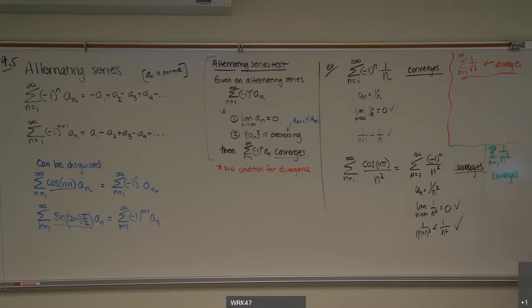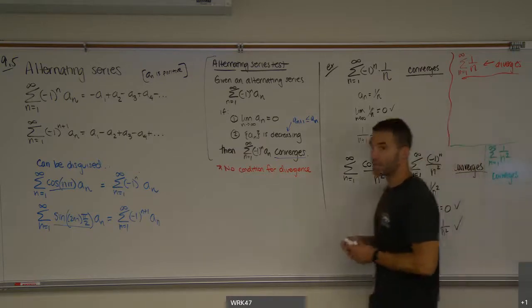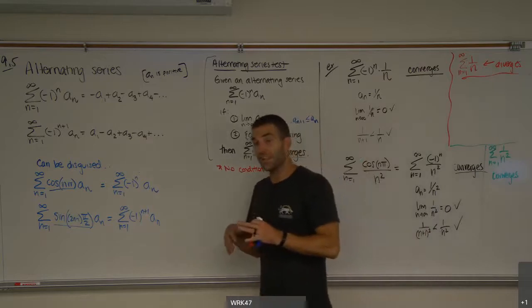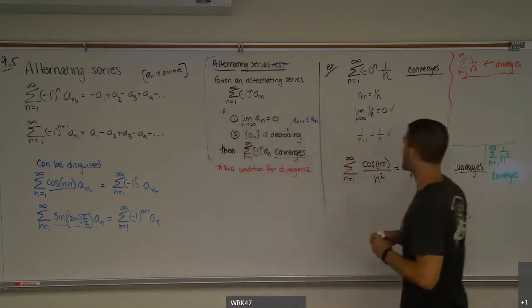And so without the alternating piece, it would have made a difference. It would have converged anyway, but this one, it did make a difference. It wouldn't have converged without the alternating piece, without that -1 to the n. And so this is going to bring up a special definition when we talk about alternating series, and that's going to be what we call, is it conditional convergence or absolute convergence?